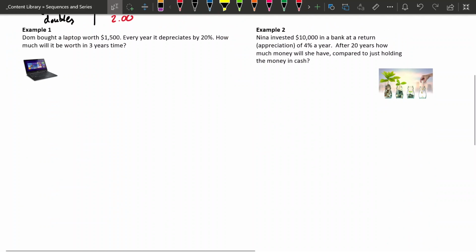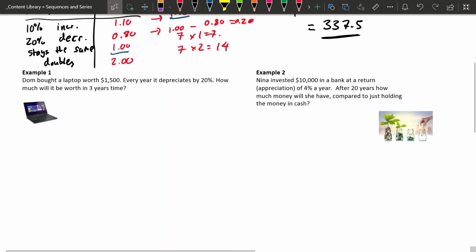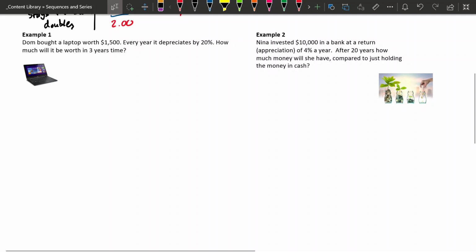Examples. 2 examples. First one, Tom bought a laptop worth 1,500. Each year it depreciates by 20%. How much will it be worth in 3 years' time? Tom bought a laptop worth this amount of money. Each year it depreciates, I'll see what that means soon, at 20%. How much will it be worth in 3 years' time?